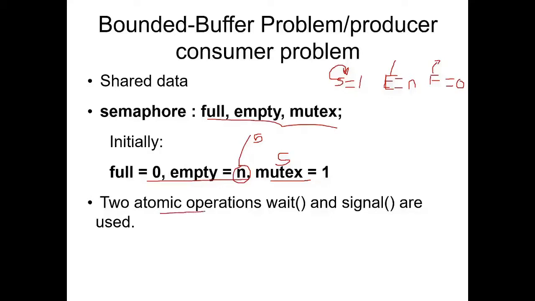So these semaphores operate with two operations, wait and signal. We already know we use the wait operation to decrement the value of the semaphore, and we use the signal operation to increment the value of the semaphore. We use the wait operation for locking, and we use the signal operation for unlocking. This has to be kept in mind, and these are very important before the processes enter the critical section.